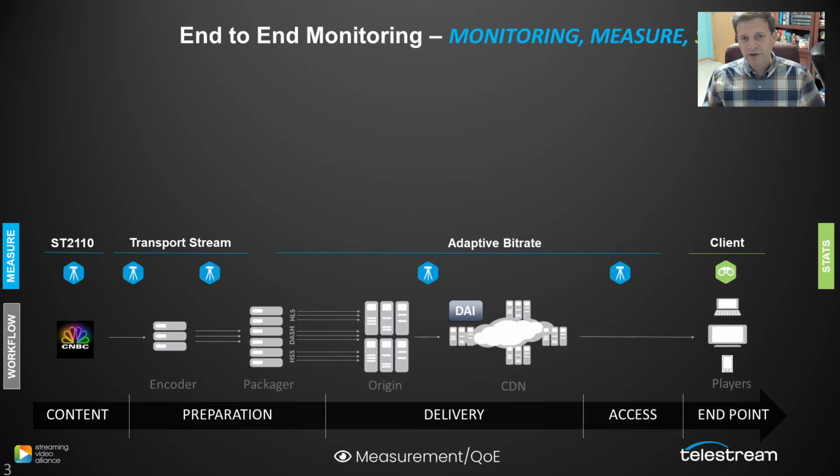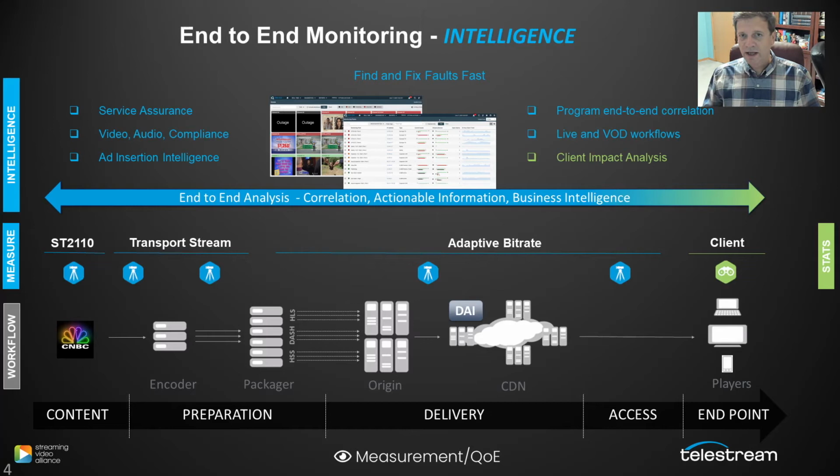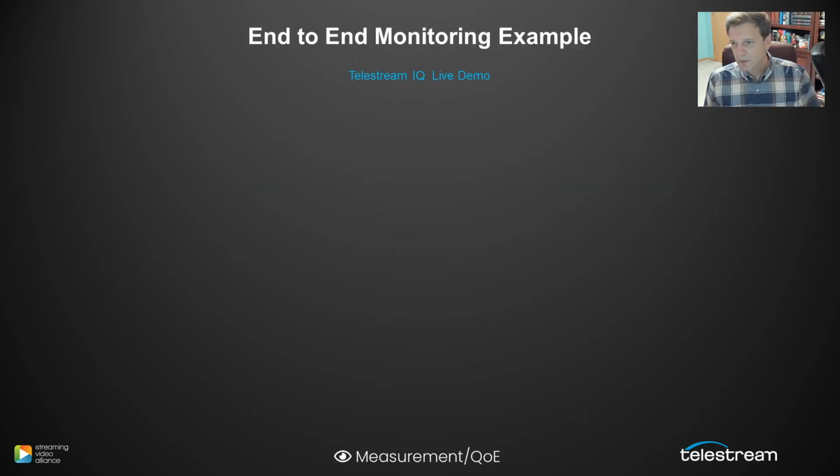By looking at all these measurement points and aggregating it together, you can do end-to-end analysis, look at the service assurance, video, audio, compliance, and MOS scores. Are your ads inserting properly? What about live as well as VOD workflows? And can you correlate that with client analytics? Now I'd like to jump into a demo.